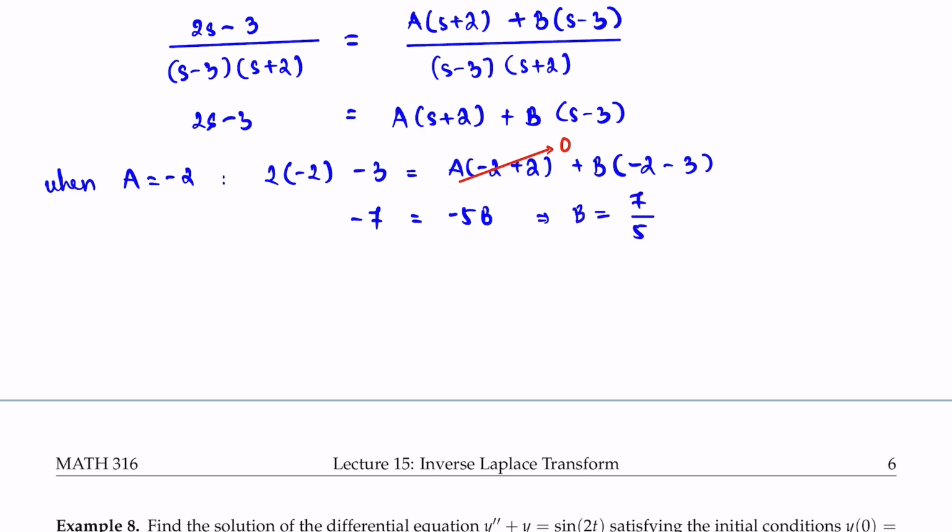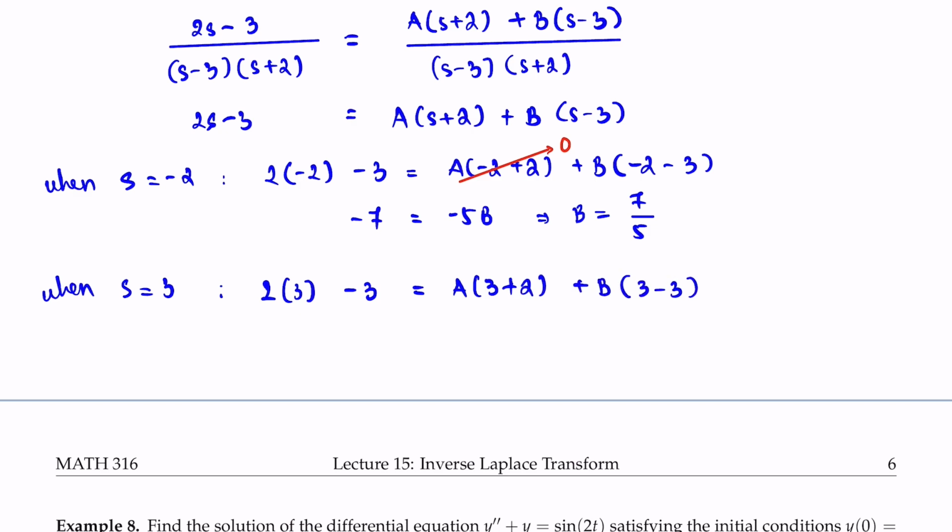Now, similarly, I need to change this one. So instead of a equal to negative 2, s equal to negative 2. And when s is equal to positive 3, you got 2 times 3 minus 3 equal to a times (3 plus 2) plus b times (3 minus 3). This one is 0, then you can find the value of capital A. So this is 3, this is 5a, and therefore a is equal to 3 over 5.